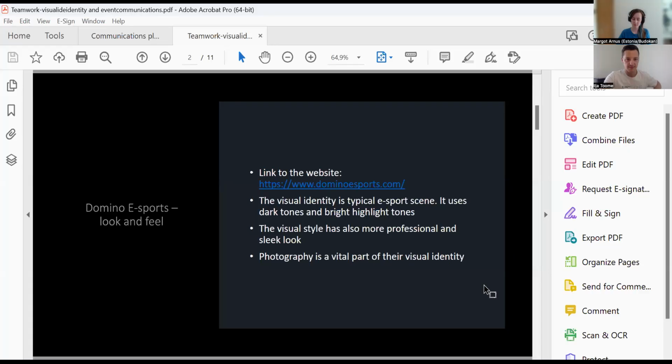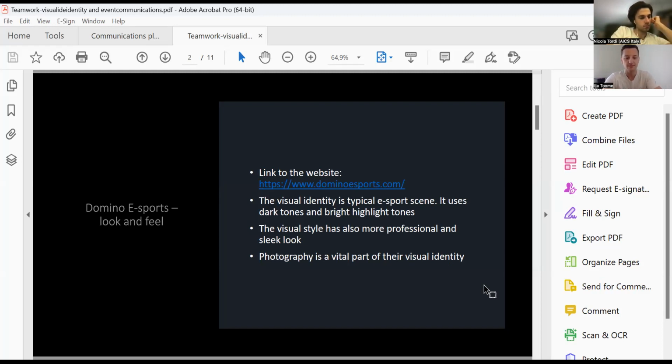And we were discussing the visual identity overall. It has a very typical esports scene look, dark tones and bright highlight tones, but they also have this pretty professional and sleek look, not using any crazy fonts or anything like that. It could be just a company, even, with the professional style that they have on the website.